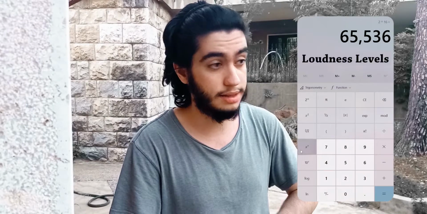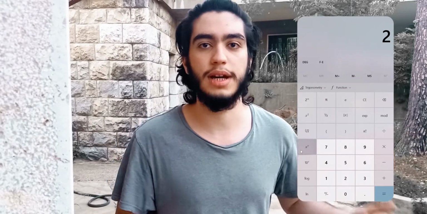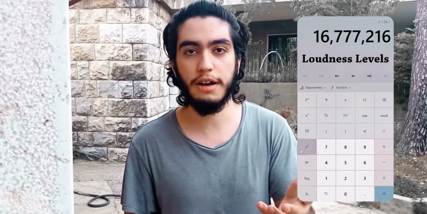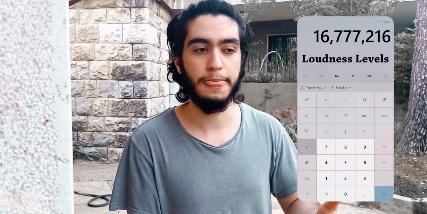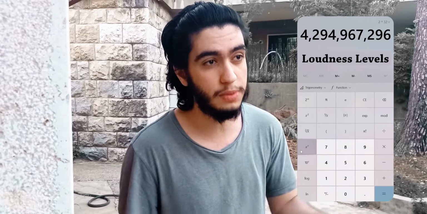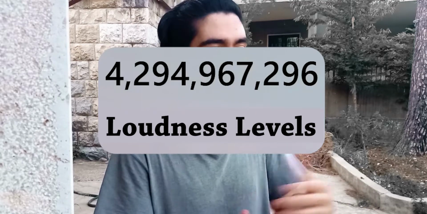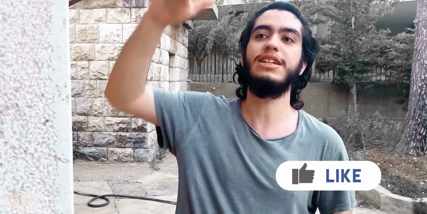A CD is 16 bits. Streaming platforms like YouTube, Spotify, whatever, run at 24 bits. Your music software or audio recording software can run internally up to a 32-bit floating point, which is huge. It's just like a safety net. You cannot go wrong. It's so big that you cannot reach the upper limit.